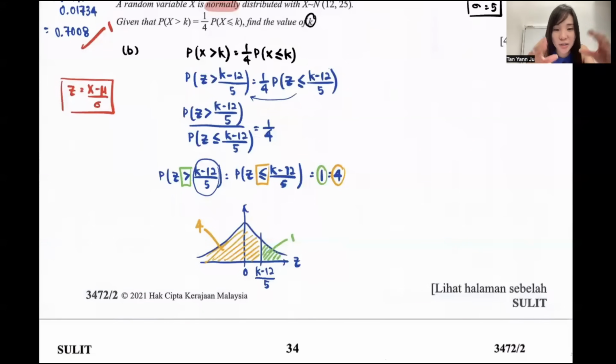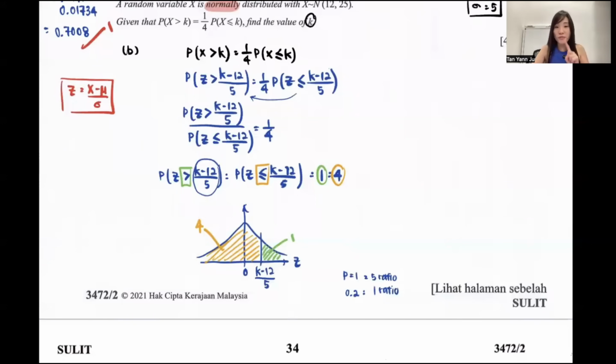Now you look at it. Isn't it that ratio 4 should be bigger compared to ratio 1? That's why my K minus 12 over 5 is definitely slightly to the right side. Because only by going to the right side will the left side become the majority and the right side become the minority, correct? So 1/4 is not the probability, it's just the ratio. But you know the total probability here is 1. So the total probability is 1, and the total ratio is 5. So 1 probability for 5 ratio, then every 1 ratio is 1 divided by 5, which is 0.2.